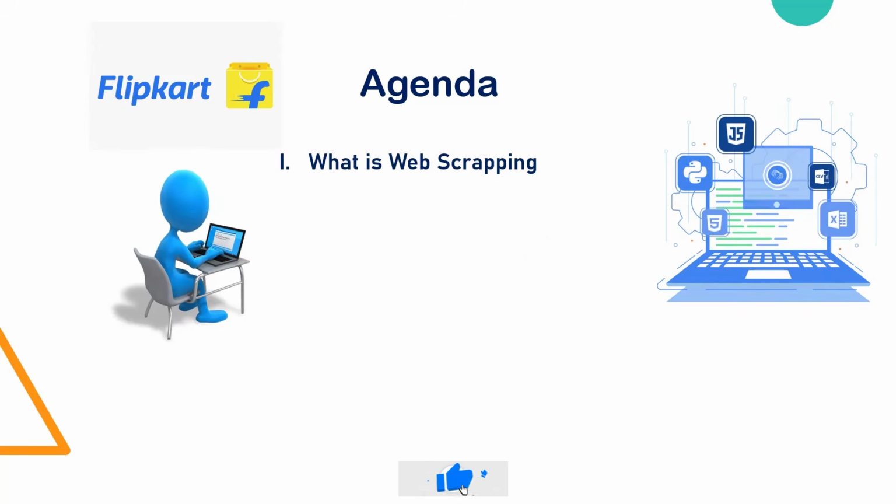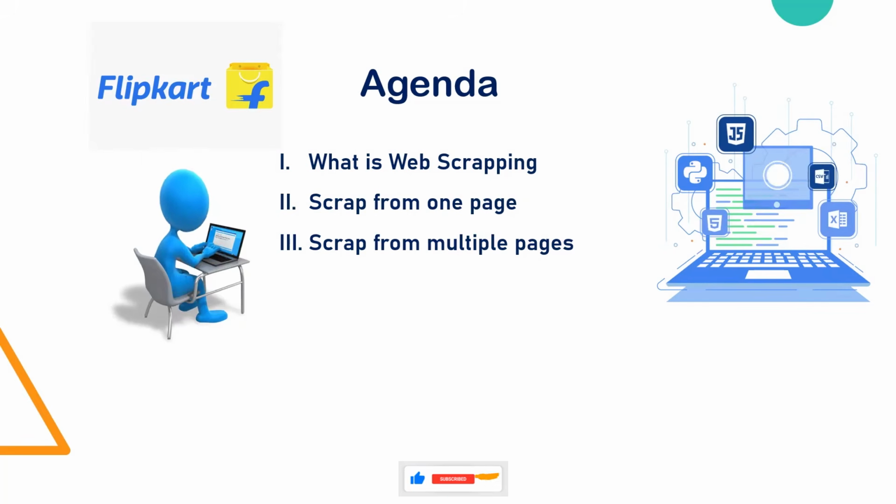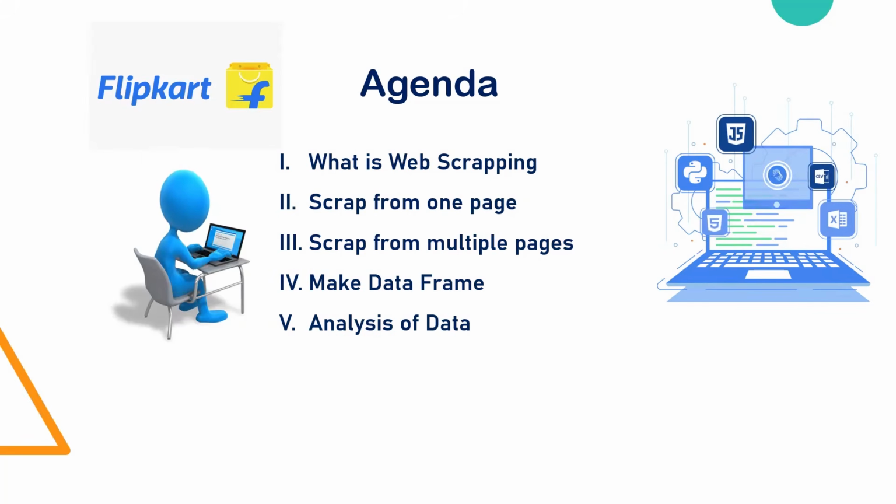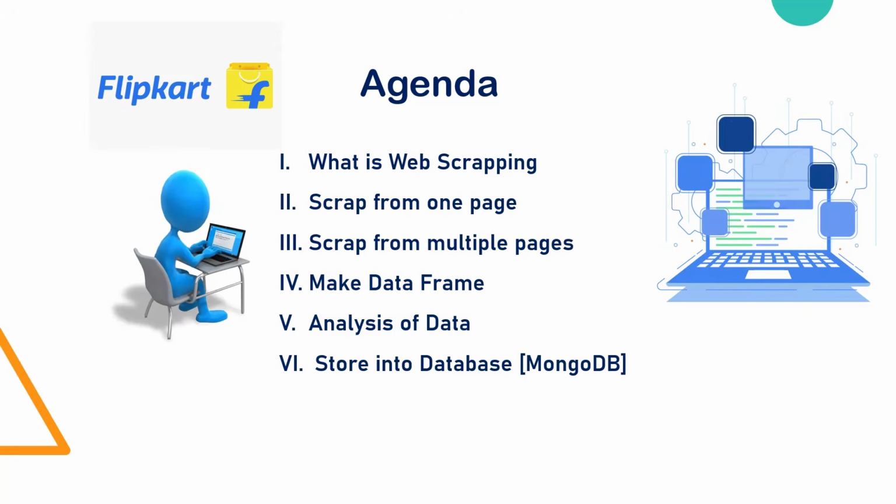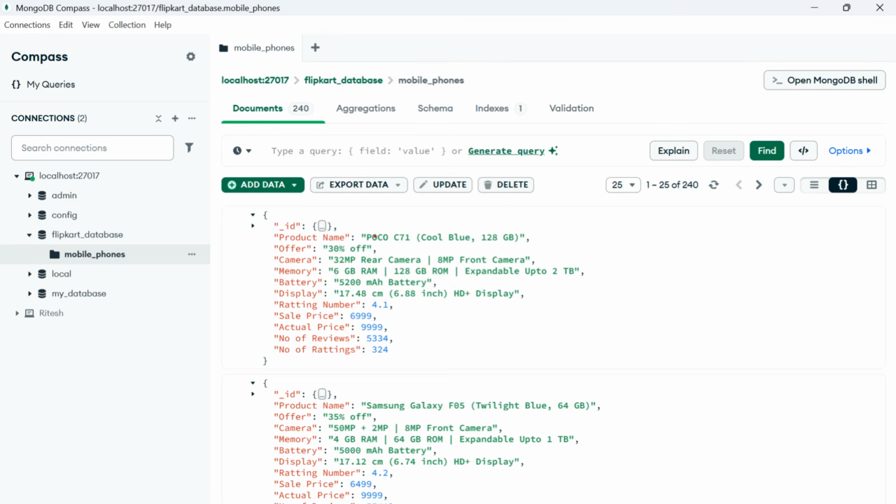First, we'll understand what exactly web scraping is, and then we'll scrape the information from one page, and then we'll do it for all the pages. Then we'll make a data frame and do the data analysis. And whatever data frame we make, after the analysis, will be stored into the database. That database will be MongoDB.